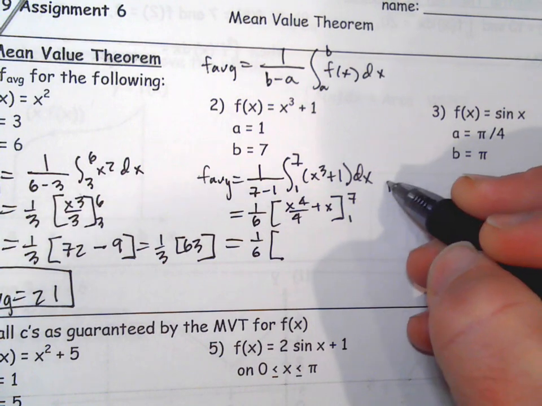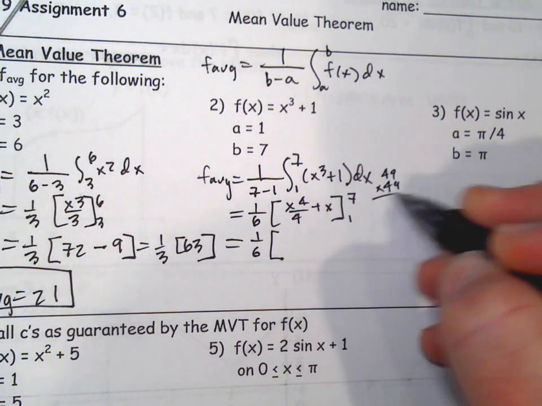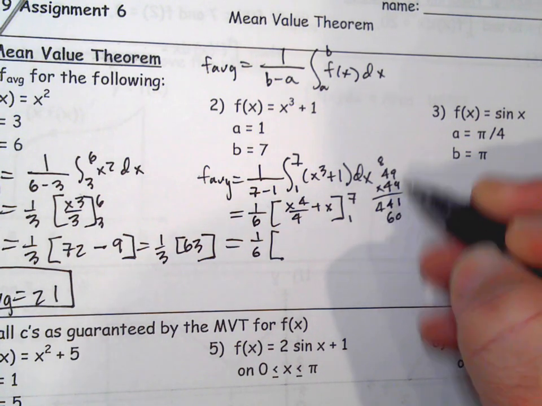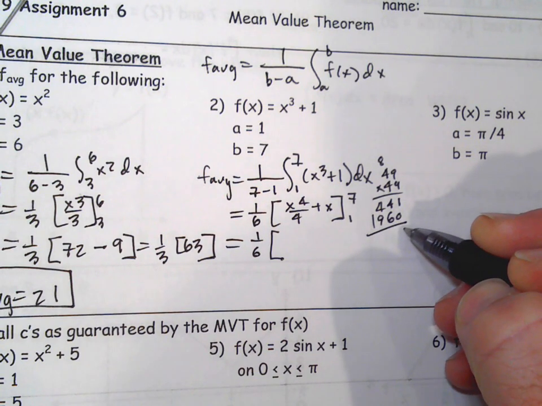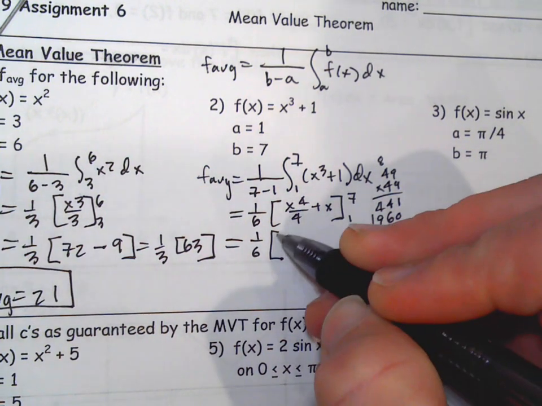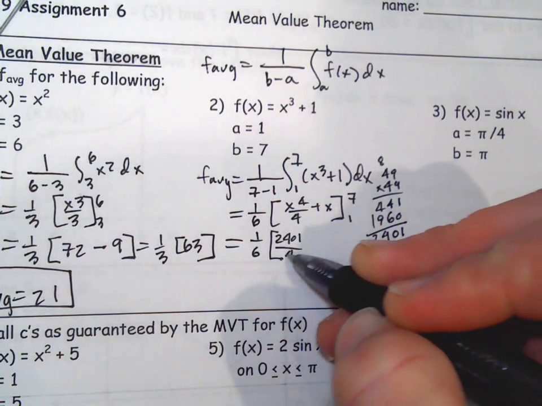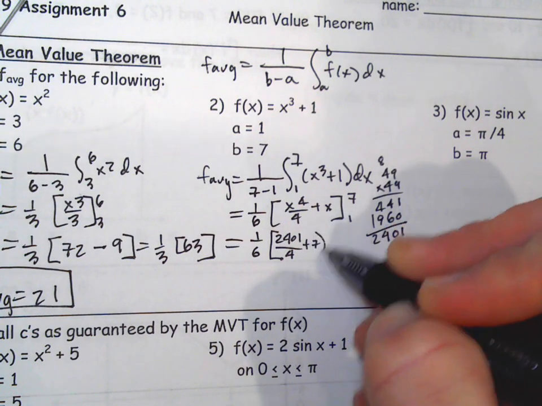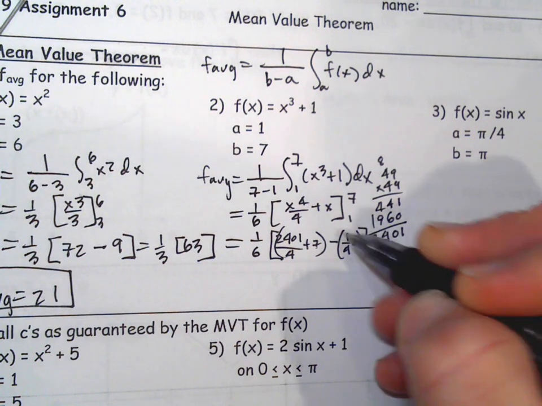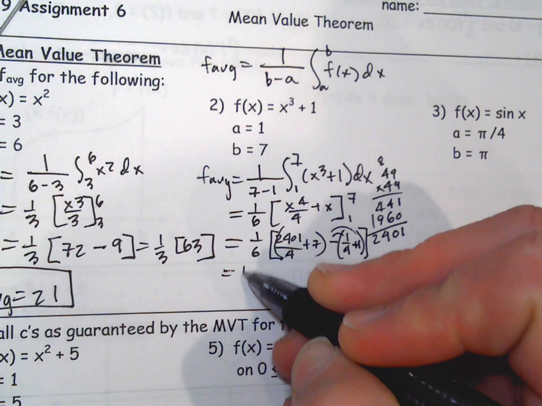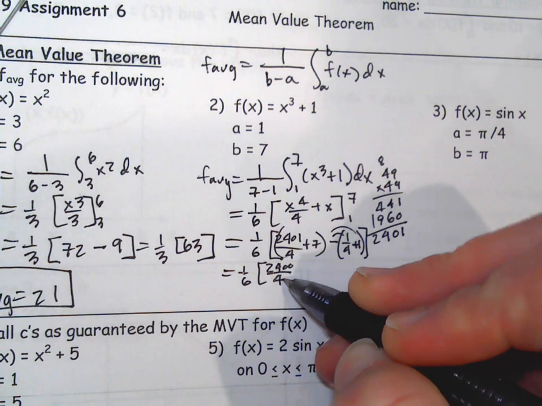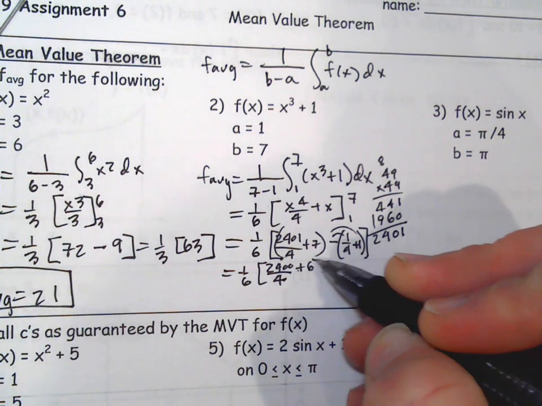7 to the 4th is 2401. That's a big number. Plus 7, and then we've got to plug 1 in, 1/4 plus 1. Then we've got to distribute. So let's see. That's going to be 2400 over 4 plus 6.